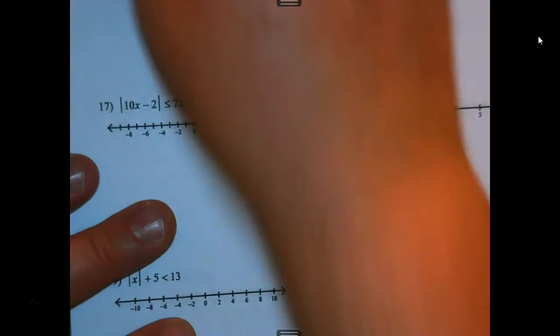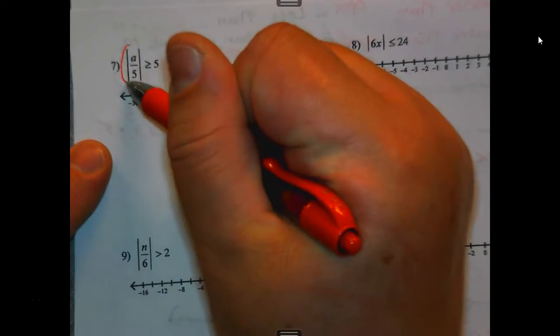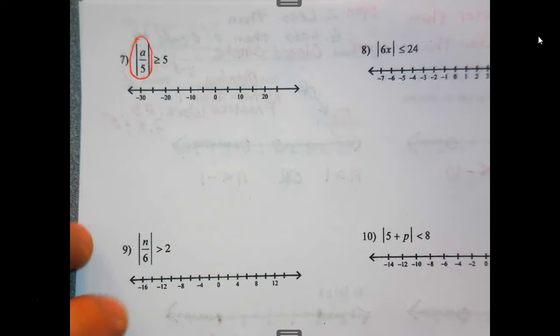Okay, so now the problems are obviously going to get a little harder. You're going to have to do more steps to solve these. For instance, number 7, just make sure, before you split them up, that the absolute value symbol is by itself, that term. We'll get to some problems where you have to do some stuff before you split it up.